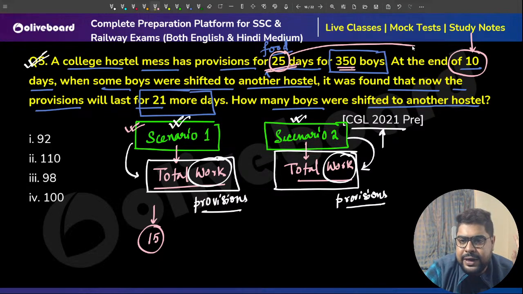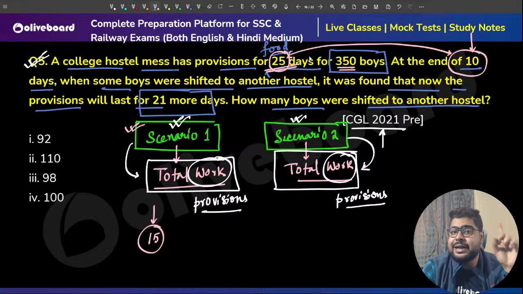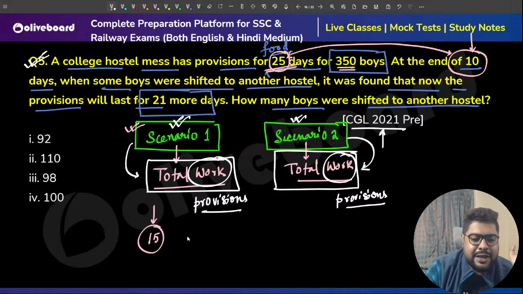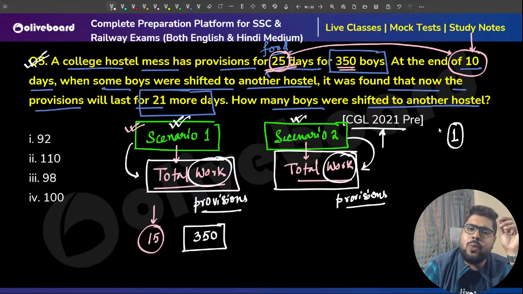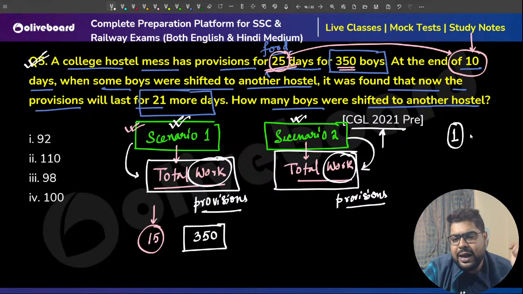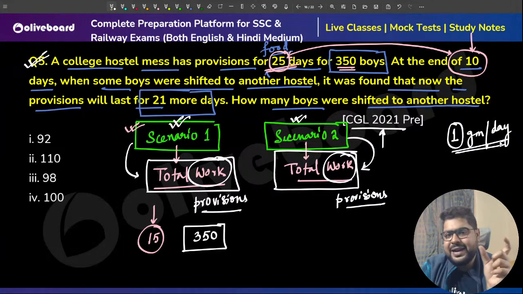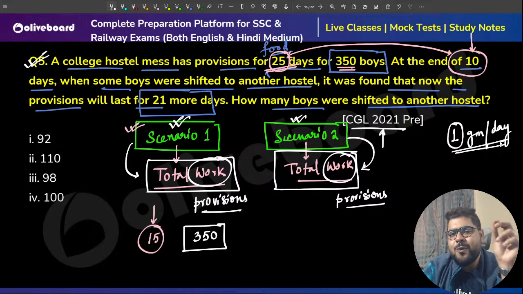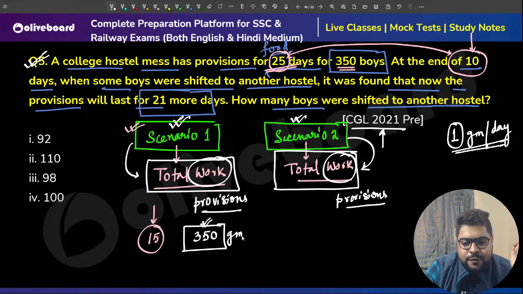So this is something you need to be careful of. In this type of questions, this very same thing will happen all the time. So we are having the food remaining for 15 days. For how many boys? For 350 boys. I told you guys the efficiency we always take as 1. Meaning you can say each boy can eat, say, 1 gram of food every day. You take 1 gram or 1 kg, whatever you want. So every boy is having 1 gram of food. So 350 boys are having 350 grams of food every day.